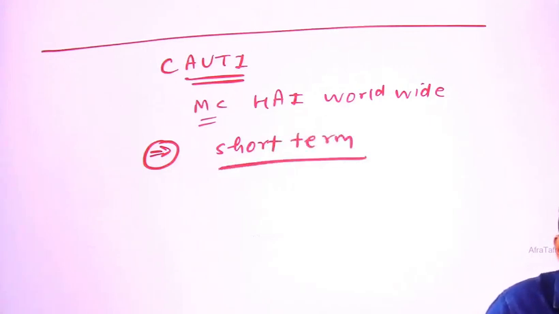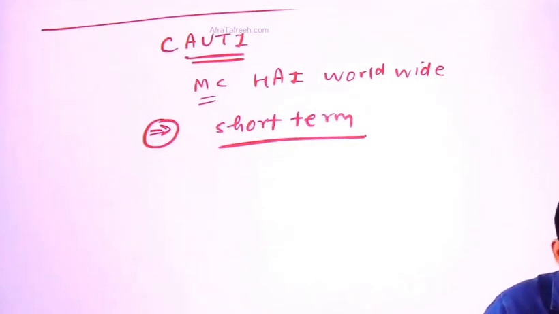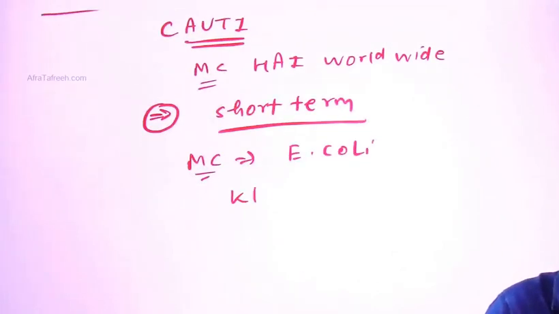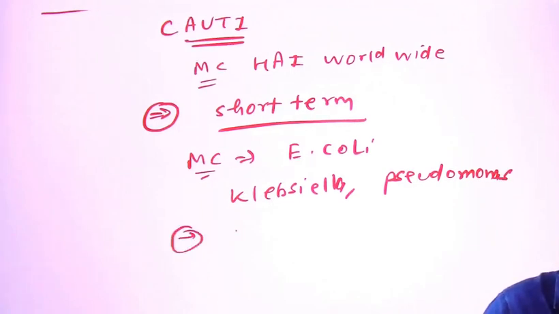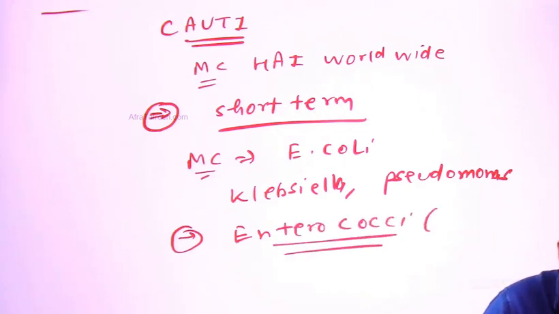Fine. So first of all, you need to look at this: if it is short-term catheterization, which organisms are involved, and if it is long-term, which organisms are involved. In short-term catheters, the most common, as you know, is E. coli. Along with E. coli, its friends like Klebsiella, and certain non-fermenters like Pseudomonas. These are all important in the short term. Besides this, don't forget the name enterococci, which is a GPC, and this also associates with the nosocomial infection, CAUTI.